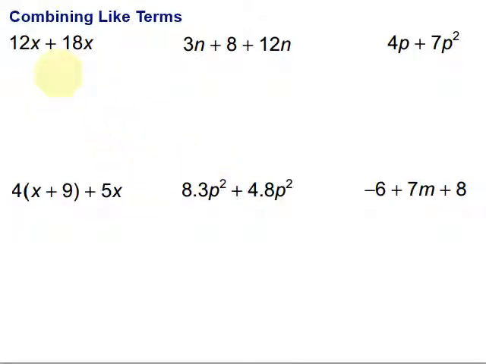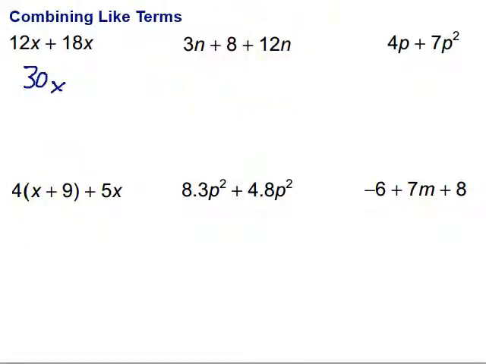So let's just dig into some examples here, and let's start with this one. One way that you can think of these is think of it like a label. So rather than thinking 12x, you could think of it as like 12 apples. If we have 12 apples and 18 apples, well, how many apples do we have? 30 apples. But rather than apples, we have x's. So 12 x's and 18 x's is going to give us a total of 30 x's. So 30x.